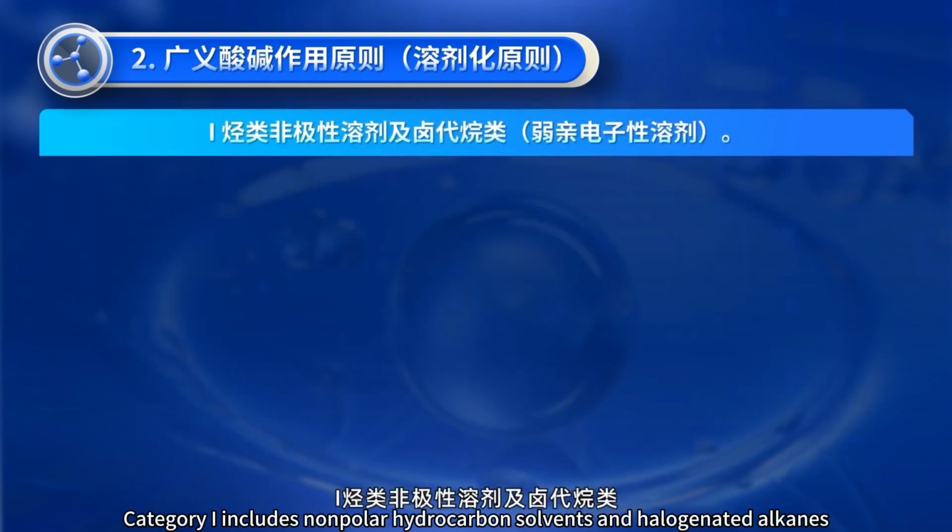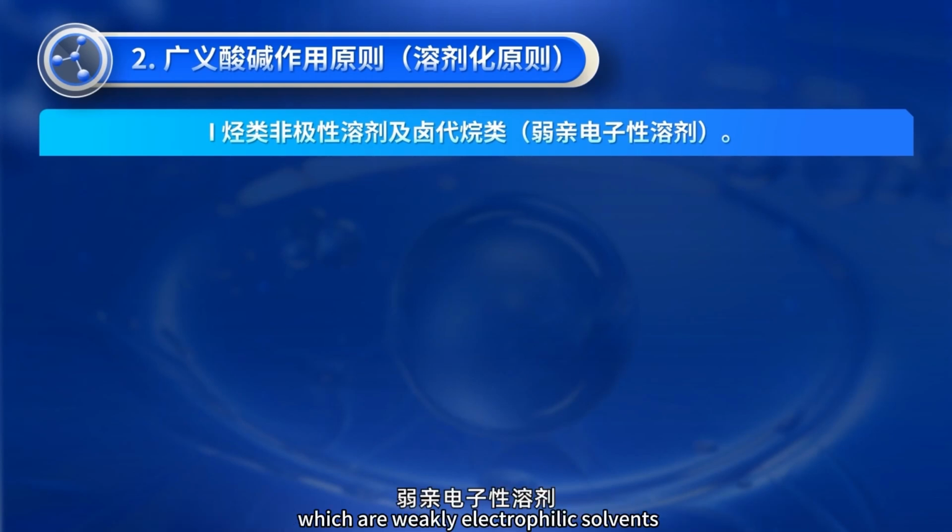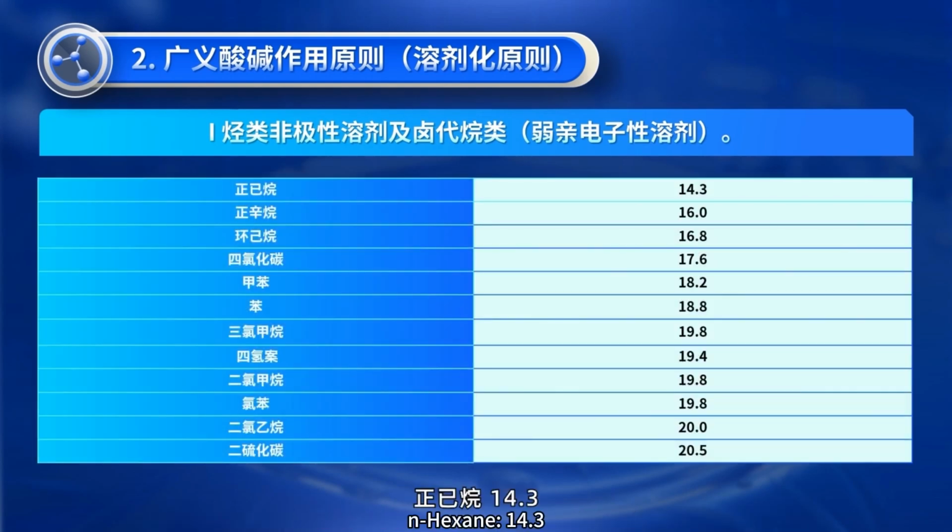Category 1 includes nonpolar hydrocarbon solvents and halogenated alkanes, which are weakly electrophilic solvents. N-hexane 14.3, N-octane 16.0, cyclohexane 16.8, carbon tetrachloride 17.6, toluene 18.2, benzene 18.8, chloroform 19.8, tetralin 19.4, dichloromethane 19.8, chlorobenzene 19.8, dichloroethane 20.0, carbon disulfide 20.5.